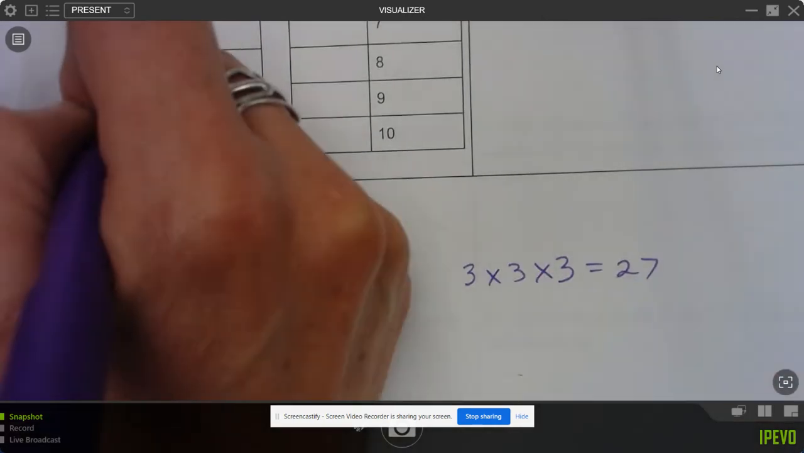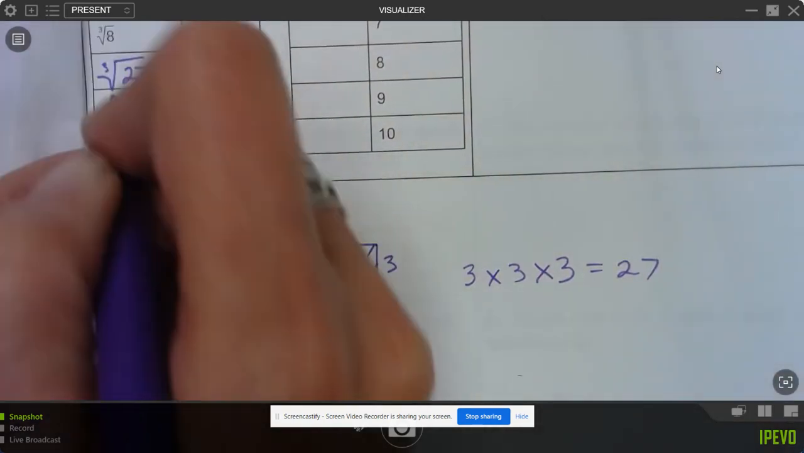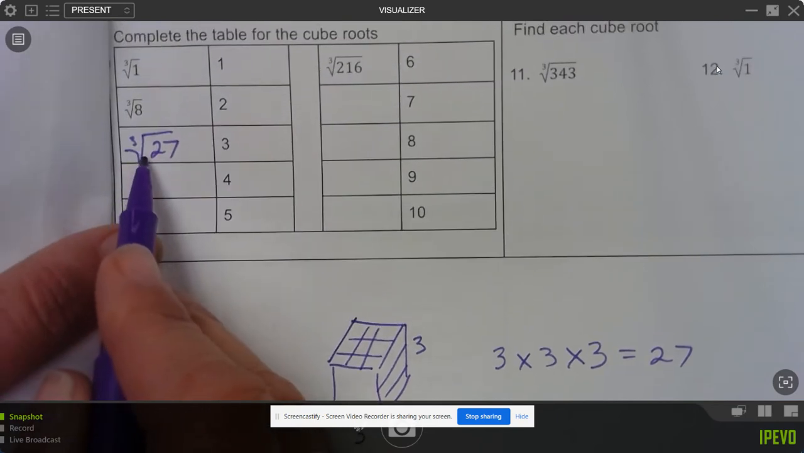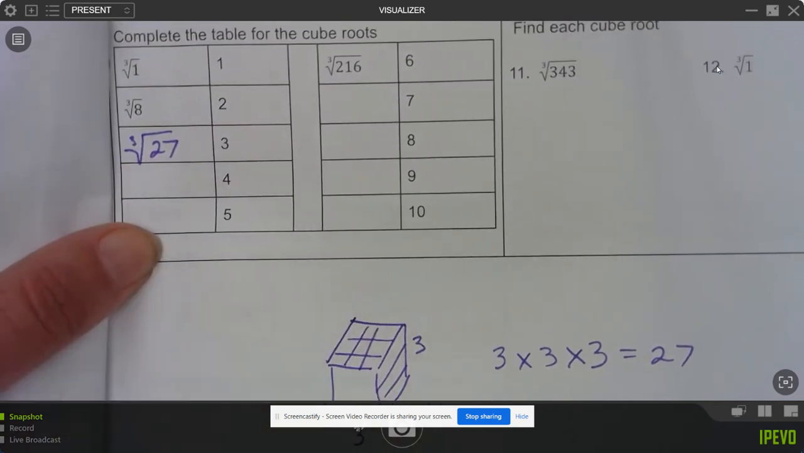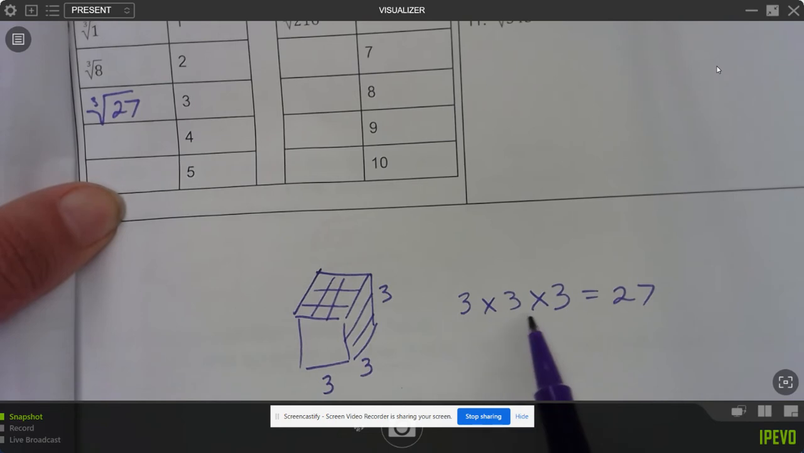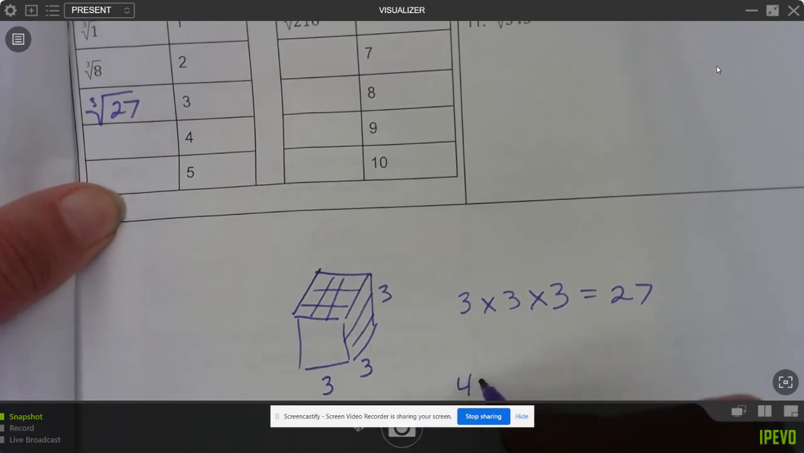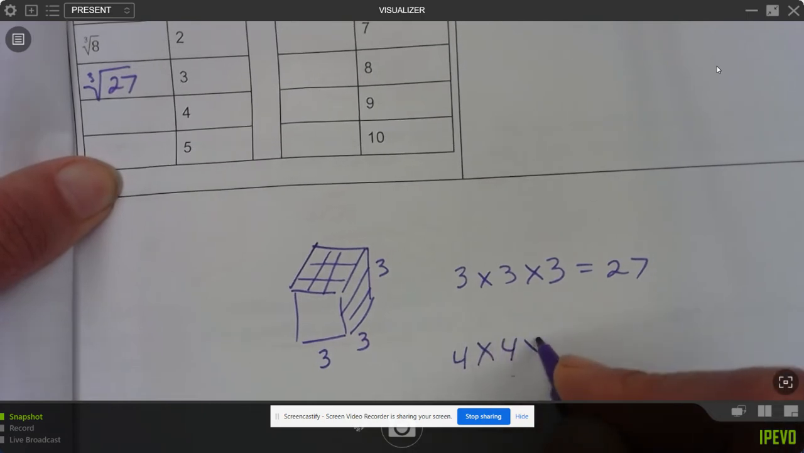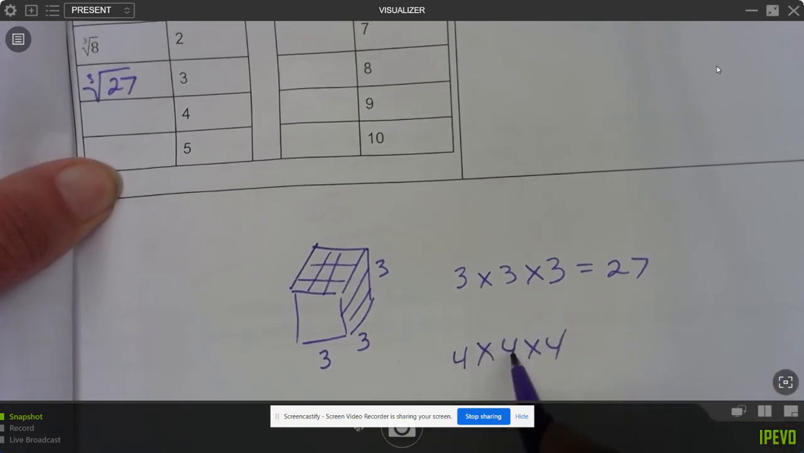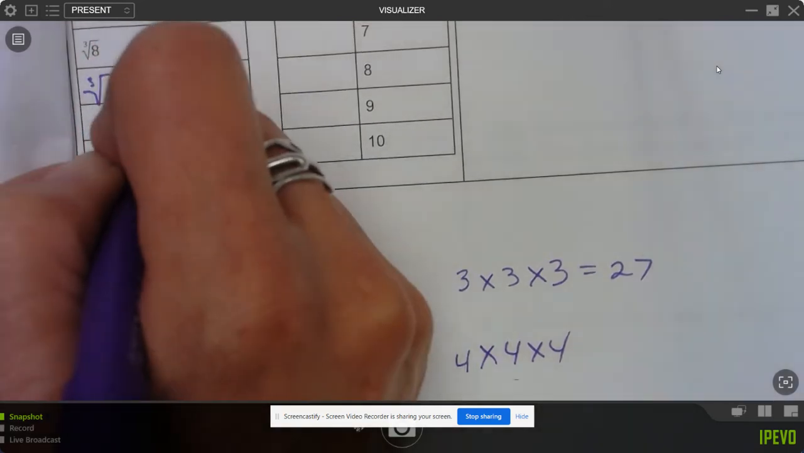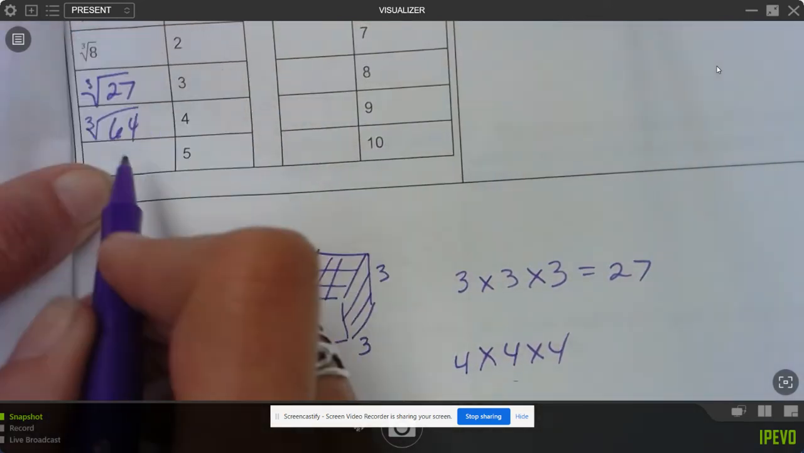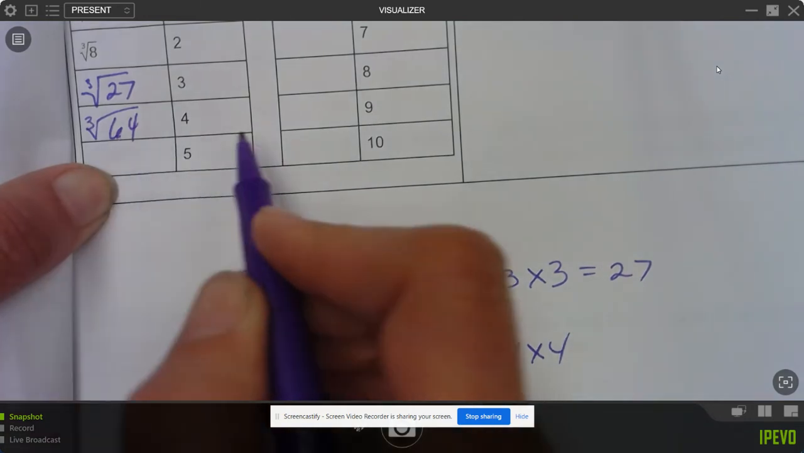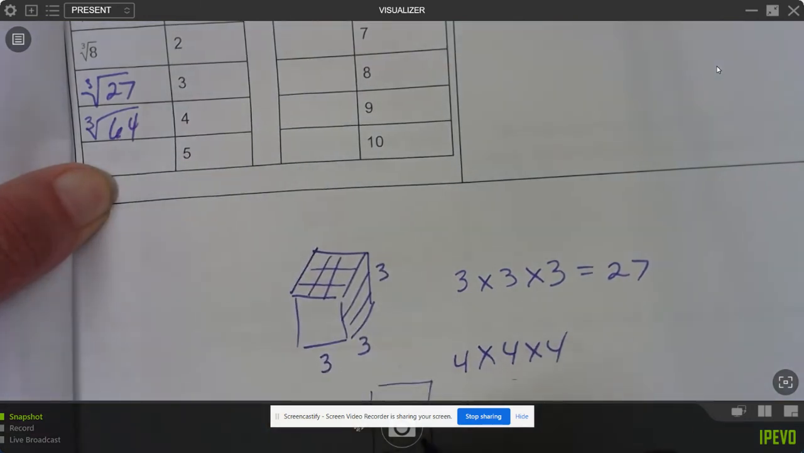So the cube root of 27, that's read as the cube root of 27, is 3, because 3 times 3 times 3 is 27. Same thing for 4. What is 4 times 4 times 4? Well, 4 times 4 is 16, times another 4 is 64. So in a cube, there would be 64 cubes in a 4 by 4 by 4.